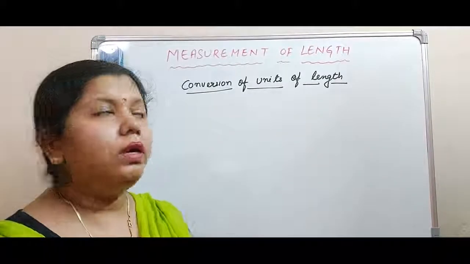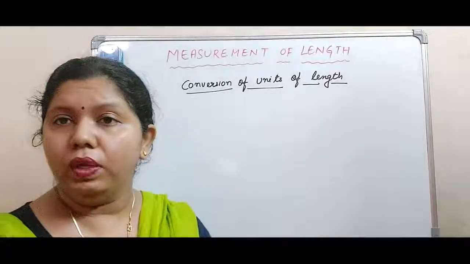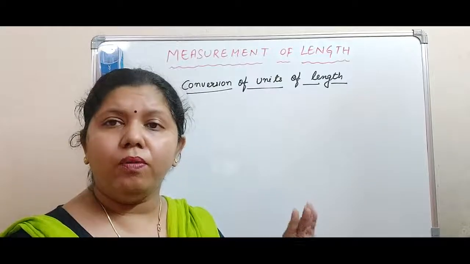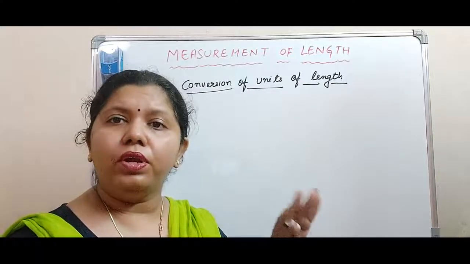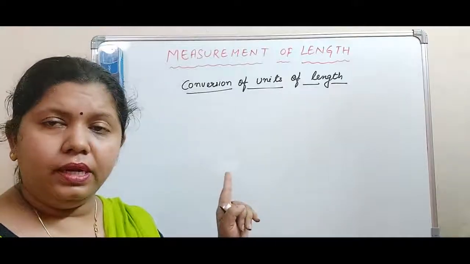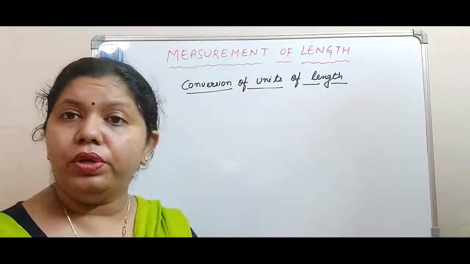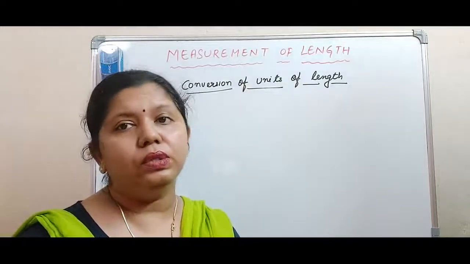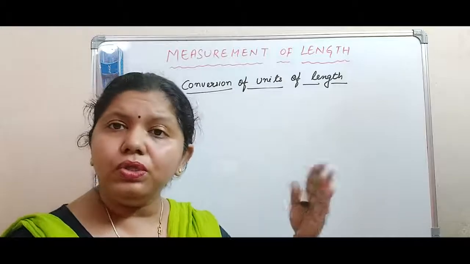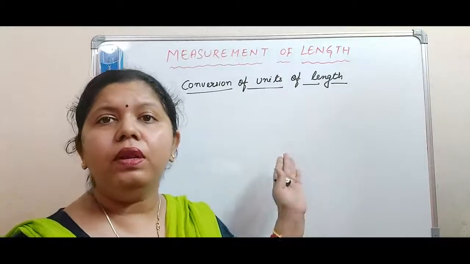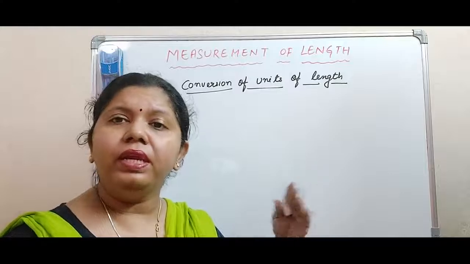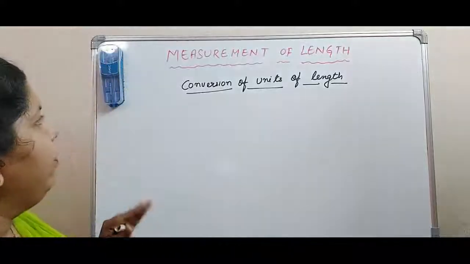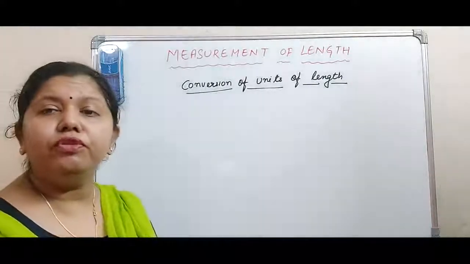Now we will learn about conversion of units of length. Whatever we have learned, that was the important formula for how to convert from one unit to another unit. That was 1 centimeter is equal to 10 millimeter, 1 meter equal to 100 centimeter, 1 kilometer equal to 1000 meters. Based on those three formulas only we can find the conversion of any number from any unit to another unit. So how are we going to do this? For this, two things you have to remember.